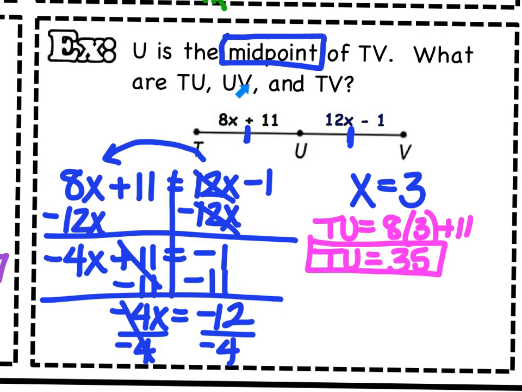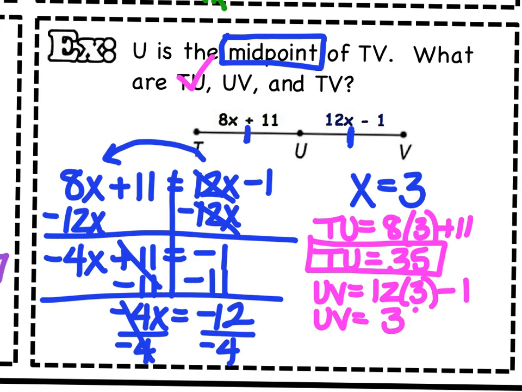Now, looking at the second piece, and I can kind of check this off, I've done TU. Next up is UV. UV is this part of the segment right here, so I want to take my 3 and plug it in. So UV is 12 times 3 minus 1, so UV is also equal to 35.